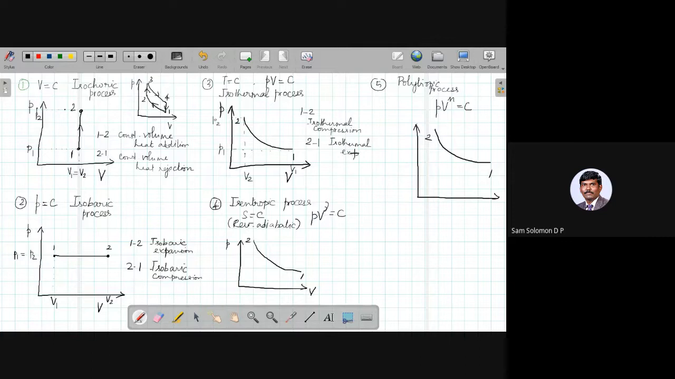Okay, so similarly you can write for these also. For the isentropic process and the polytropic process, you can write 1 to 2, it is isentropic compression. 2 to 1, it is isentropic expansion. 1 to 2, it is polytropic compression. 2 to 1, it is polytropic expansion. Is that clear? We are just having three types of curves. One is a horizontal line, one is a vertical line, and one is a curve. Please don't make any mistakes here.